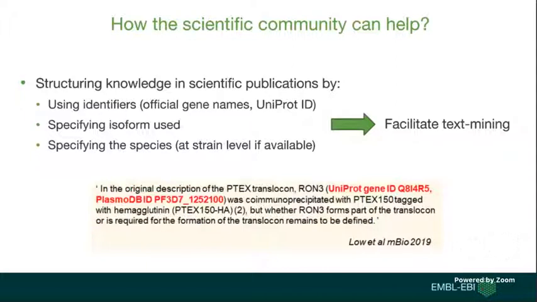Also, several proteins are spliced, so it is important to specify which isoform has been used for the experiment. And also, it is very important to specify in which species the work has been done. And for bacteria, viruses, parasites, and fungi, it is also important to mention the strain. And in the end, all this will facilitate text mining. And for us, we will find much more quickly the relevant publications for the protein that we are curating.